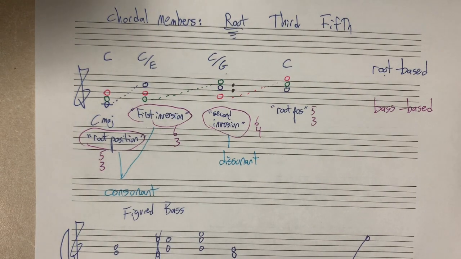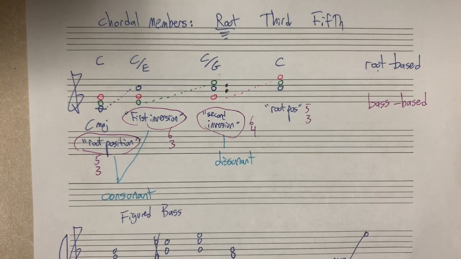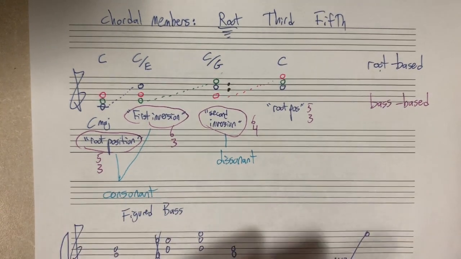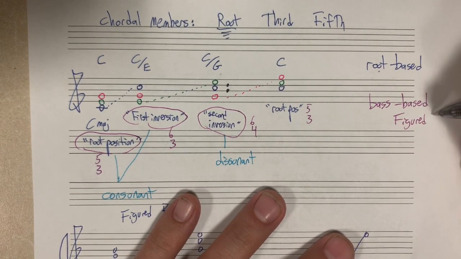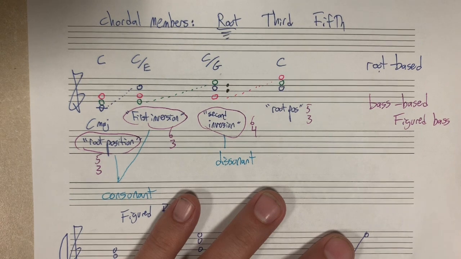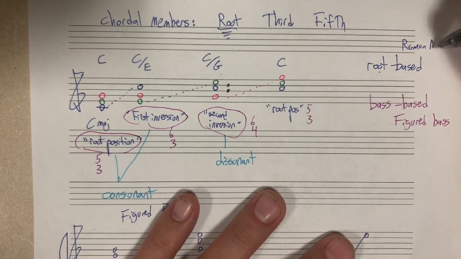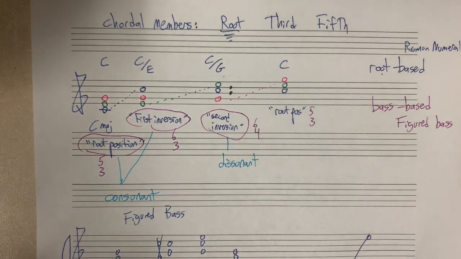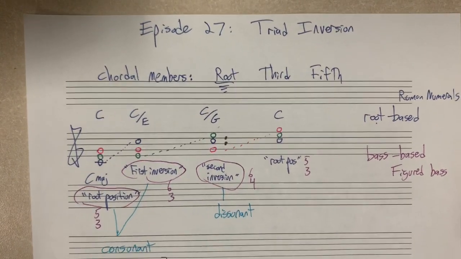And a lot of confusion comes from the way we switch around between bass-based and root-based thinking. Bass-based thinking, we use figured bass to talk about. And we're going to get to what we use to talk about root-based, and it's Roman numerals. And so yet more numbers. Hey, fun. But at least now they're going to be Roman. We will get there probably next episode. So there you go, Triad Inversion.